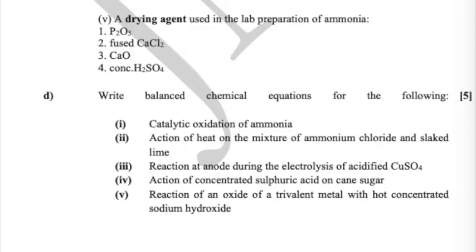Fifth one, reaction of an oxide of a trivalent metal with hot concentrated sodium hydroxide. I wasn't sure of this answer, but I wrote Al2O3.2H2O plus 2NaOH gives 2NaAlO2 plus 3H2O. Do we need to write only Al2O3.2H2O, or do we need to only do the oxide? I wasn't sure of this one.